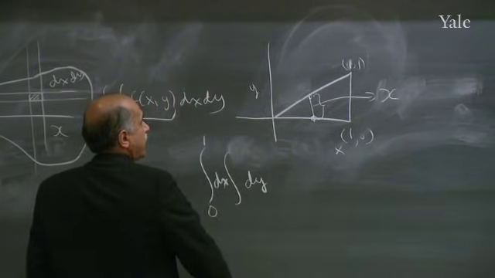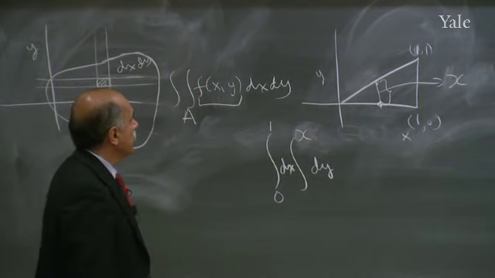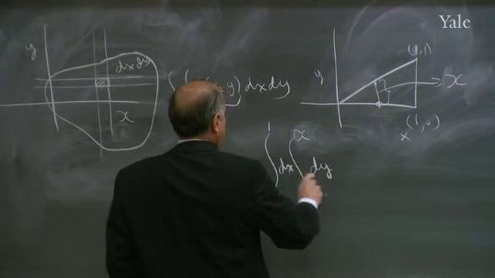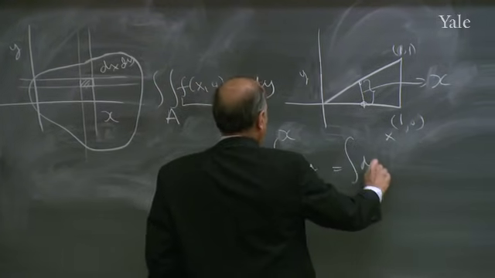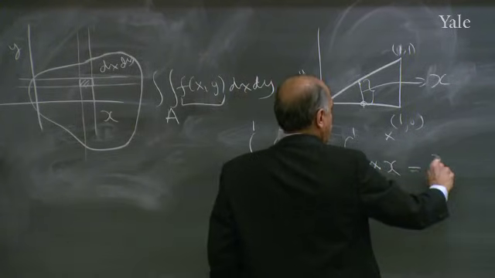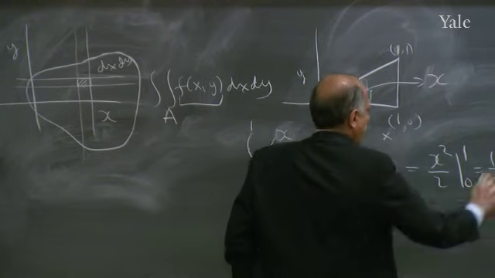All right, so here is x. It goes up to x. And the y integral, you do it as lower limit, upper limit gives you an x, and x goes from 0 to 1. That gives you x squared over 2. From 0 to 1, that gives you 1 over 2.